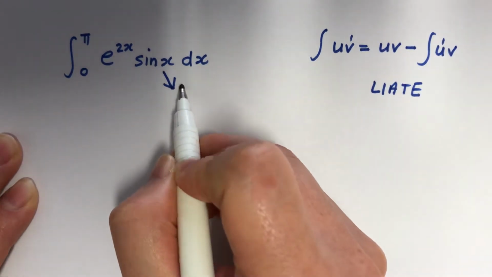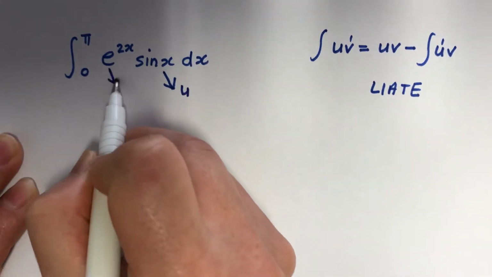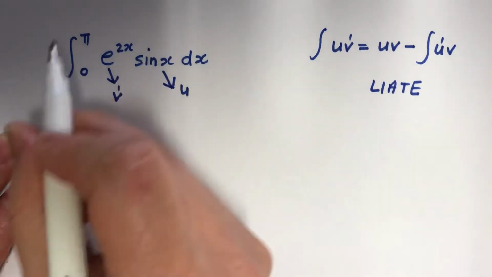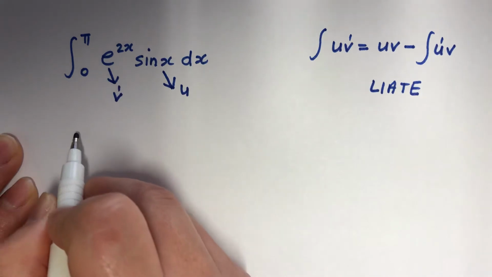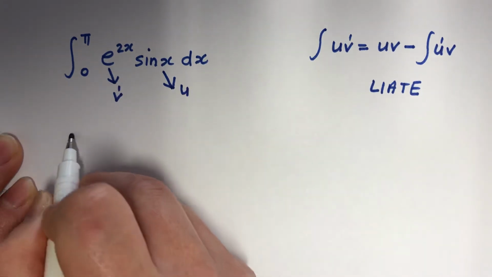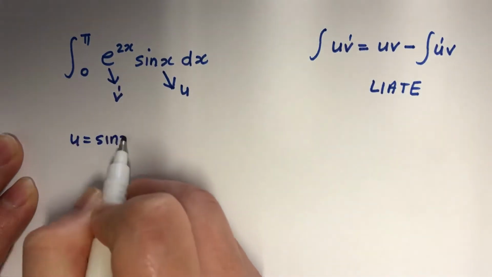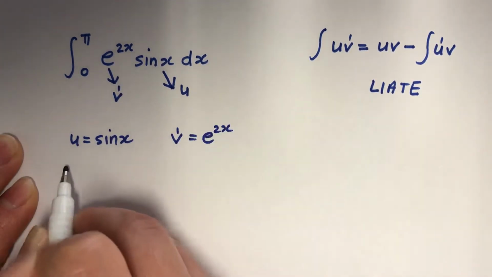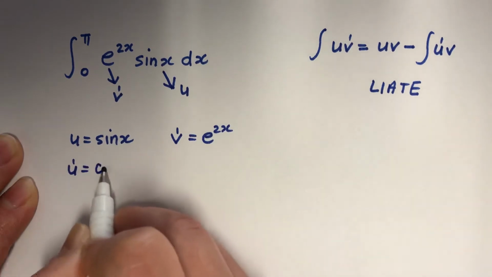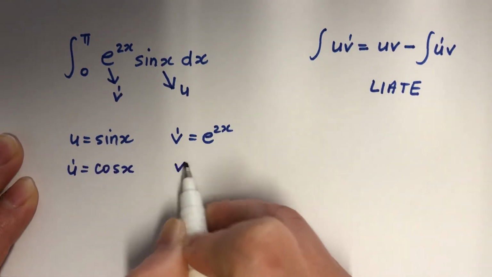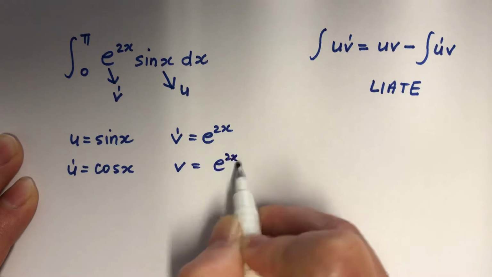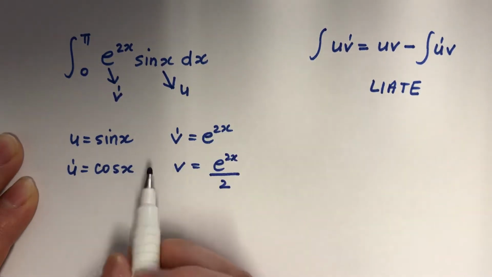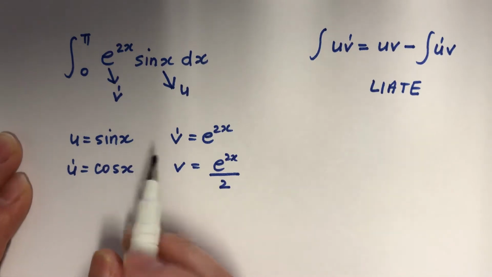So I'm going to go u, and that is my v'. It's a good idea to indicate that in the question, so it'll be easier for you when you set up. So u equals sine x, v' equals e to the power of 2x. Now I need to find u', which is cos x, and v equals e to the power of 2x over 2.